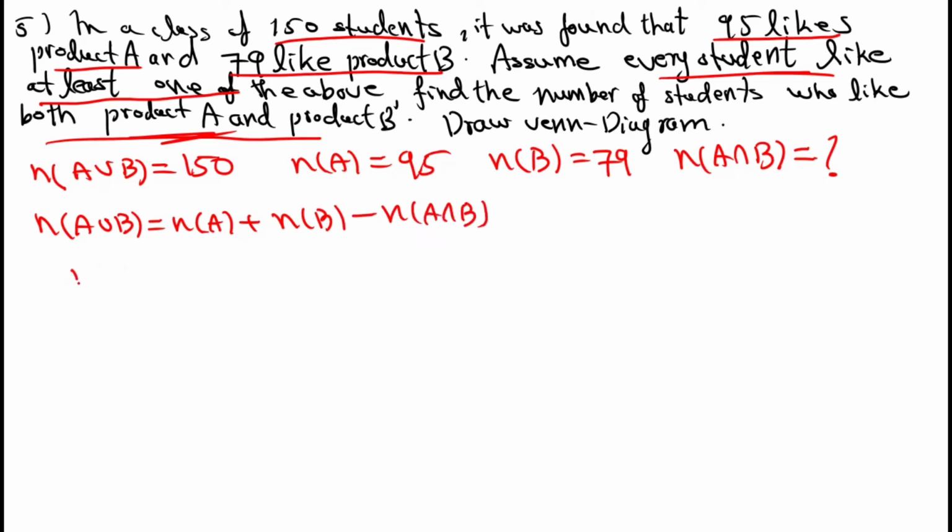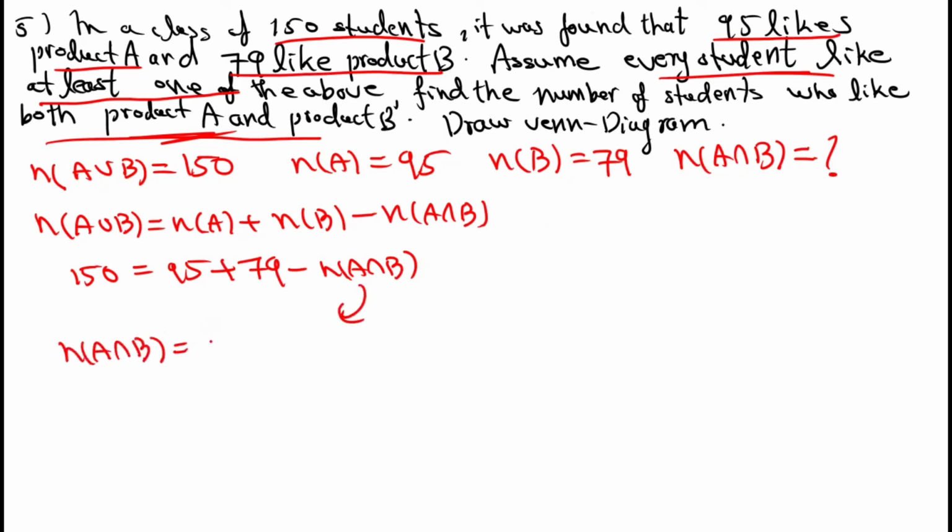N of A union B, 150, is equal to n of A, 95, plus n of B, 79, minus n of A intersection B, that you need to calculate. Shift n of A intersection B to the LHS. N of A intersection B is equal to 95 plus 79, 174, minus 150 you will get. That is n of A intersection B is equal to 24. So the number of students who like both the products is equal to 24.